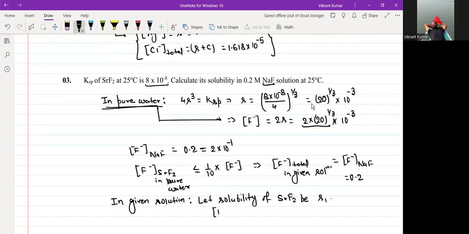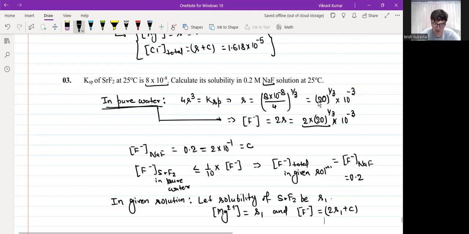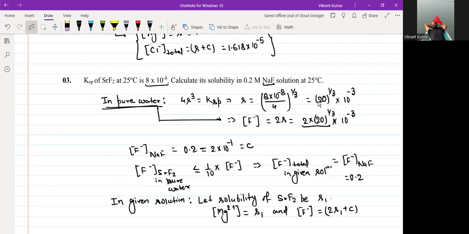So now we'll say Sr2 plus will be S1 only, and F minus जो अभी मैंने बोला था ये 2S1 आता है इधर से, और इसको अगर मैंने C assume कर प्लस लिया ना, तो 2S1 plus C आता. क्या बोला क्रिश? SR2 प्लस. अच्छा सॉरी, हाँ, this one is Sr2 plus, not Mg2 plus. Now ये जो है, this is approximately C only, that means 0.2.